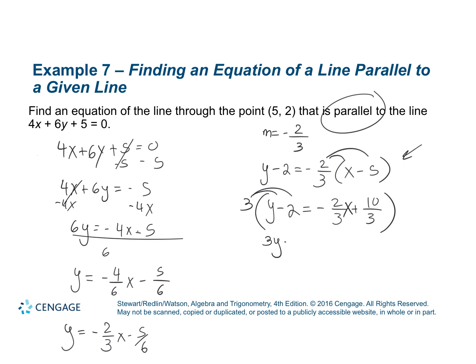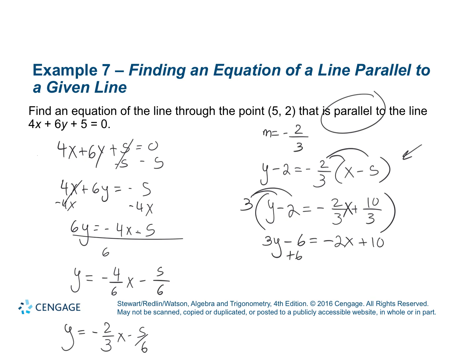So we get 3y minus 6 equals negative 2x plus 10. The reason the stuff on the right side doesn't get multiplied times 3 is because the 3 in the denominator will cancel it out. If you do 3 times 2, you're going to get 6, and 6 divided by 3 is 2 again. 3 times 10 is 30, we divide it by 3 and we get 10 again.